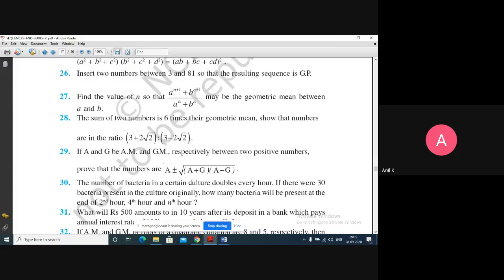Now if I go to question number 27, find the value of n. The same question we solved for AP also, but there we had a power n plus b power n upon a plus b. Find the value of n so that a to the power n plus 1 plus b to the power of n plus 1 upon a power n plus b power n may be the geometric mean between a and b. So if I take the geometric mean of a and b, it will be the same as the given fraction. So let me insert the given fraction.